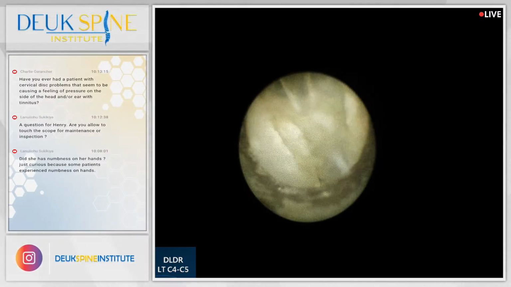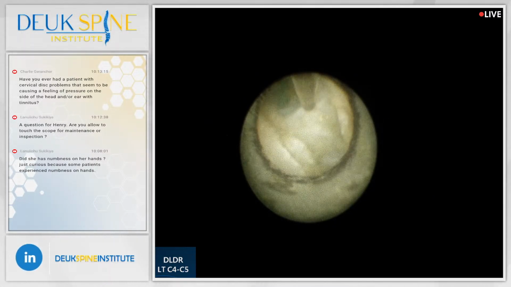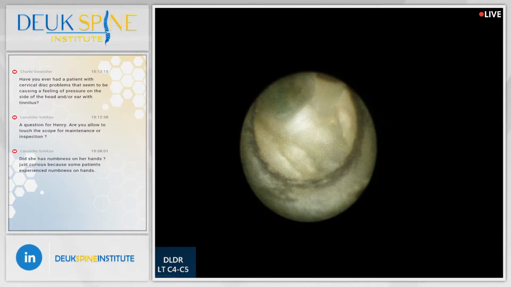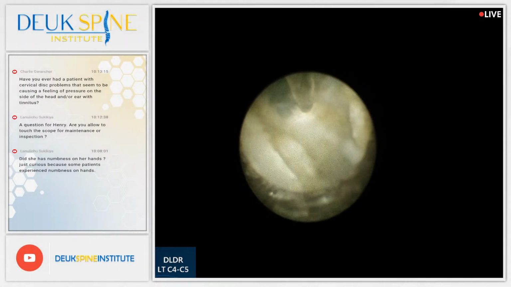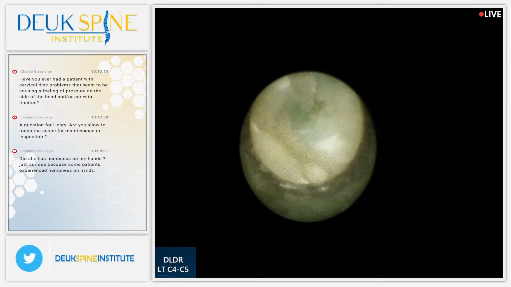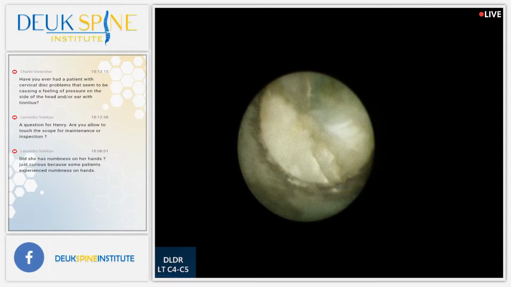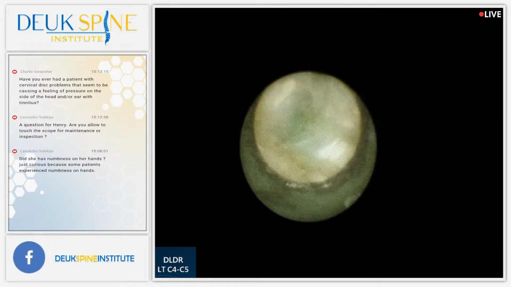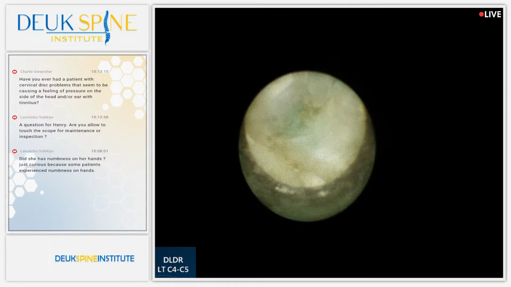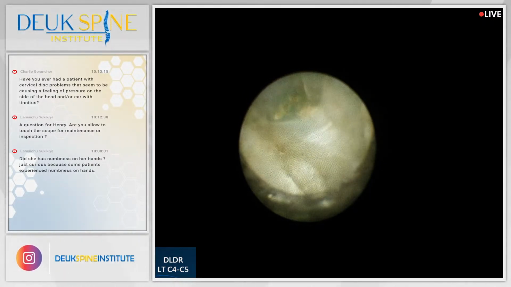Yeah, go ahead. Lanu asking, a question for Henry. Are you allowed to touch the scope for maintenance or inspection? No. That is more in the hands of Louise, Dr. Duke and everybody else around there that is capable of maintaining that. But for me, I just try to make sure that the endoscope is set for you to see on here. That is my responsibility for that. But for maintenance inspection, no.